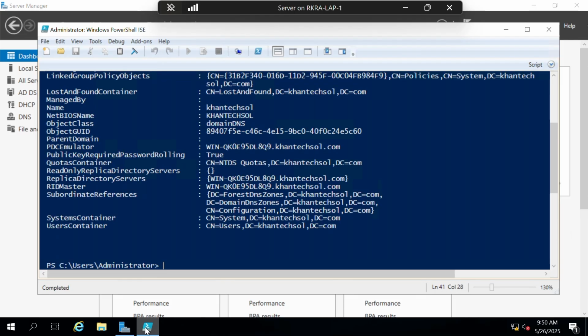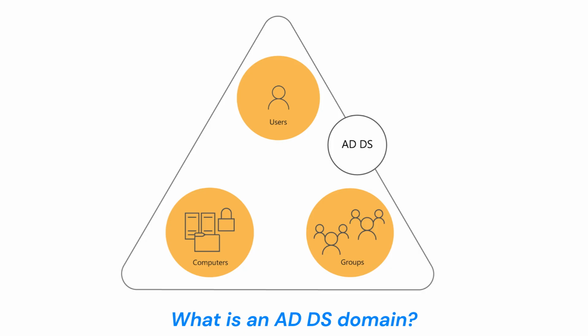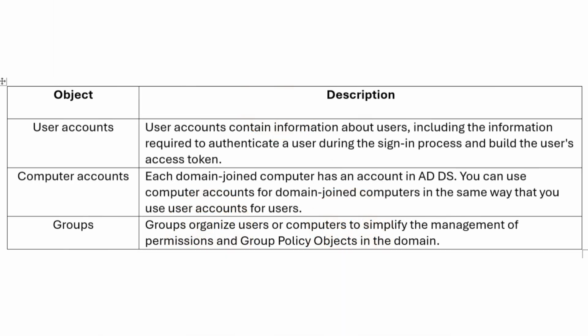The ADDS database stores all domain objects, and each domain controller stores a copy of the database. The following graphic displays an ADDS domain. It contains users, computers, and groups. The most commonly used objects are described in the following table. User accounts: user accounts contain information about users, including the information required to authenticate a user during the sign-in process and build the user's access token.